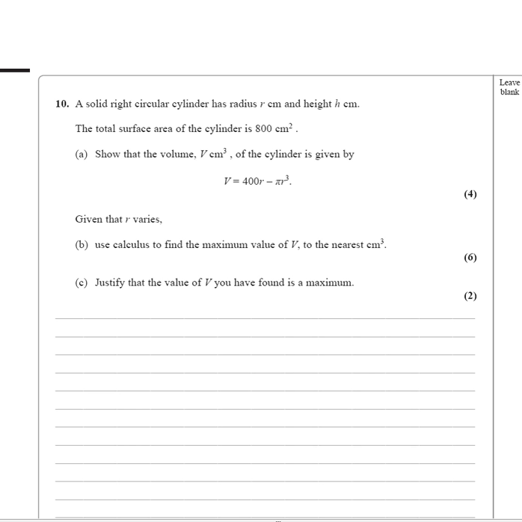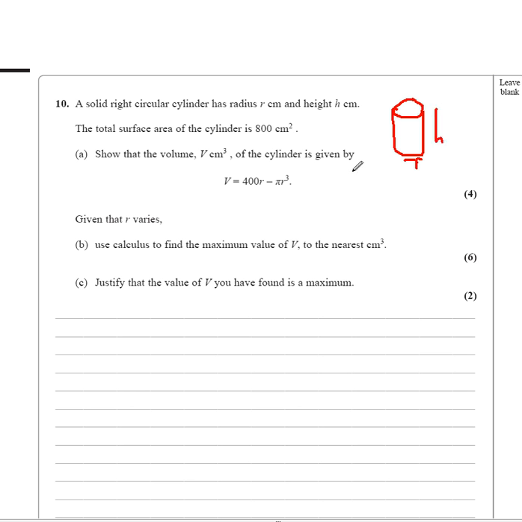The differentiation question in C2 is often one of the most difficult questions. This one's worth 12 marks, so let's take our time through it. We've got a right circular cylinder. That just means a cylinder which isn't at a weird angle, so just a normal sort of cylinder like a Coke can. Radius is r and the height is h.